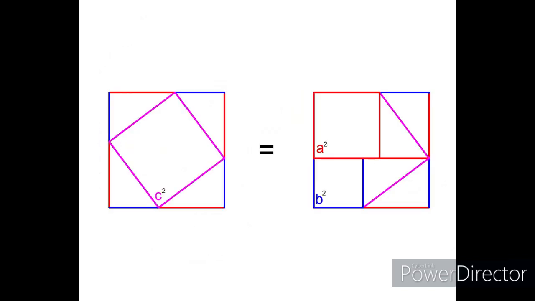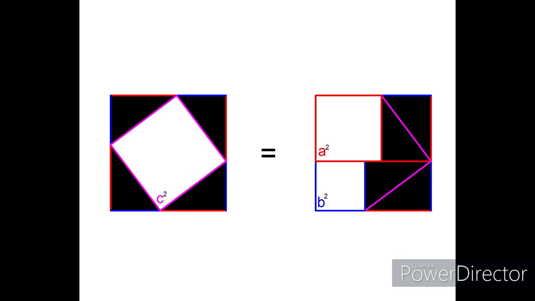In this figure, we have what looks like two squares of the same size. The four triangles are rearranged differently in the two figures, leaving an area of what is C squared on the left figure and the sum of A squared and B squared on the right figure.